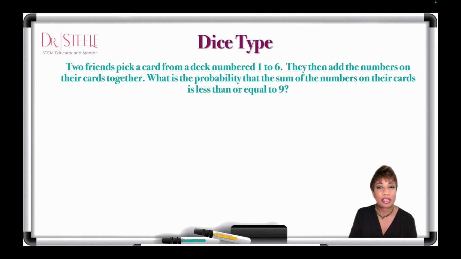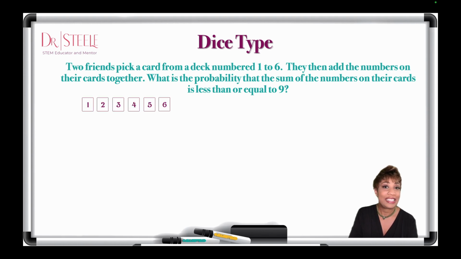Now, let's think about this question. 2 friends pick a card from a deck numbered 1 to 6. They then add the numbers on their cards together. What is the probability that the sum of the numbers on their cards is less than or equal to 9? Now you might say this is kind of similar because I'm finding the sums, but I'm not actually rolling dice. So can I do it the same way?